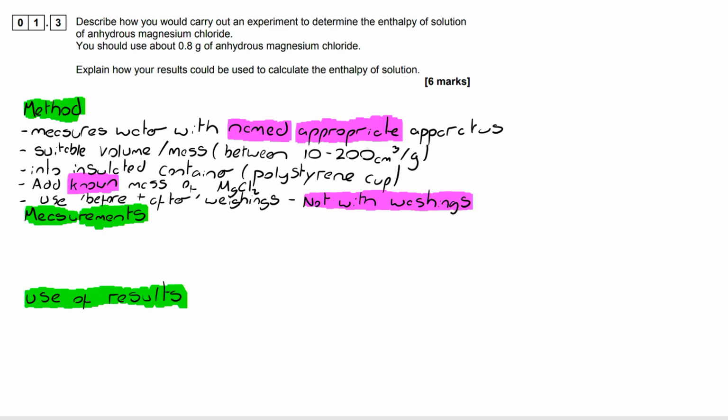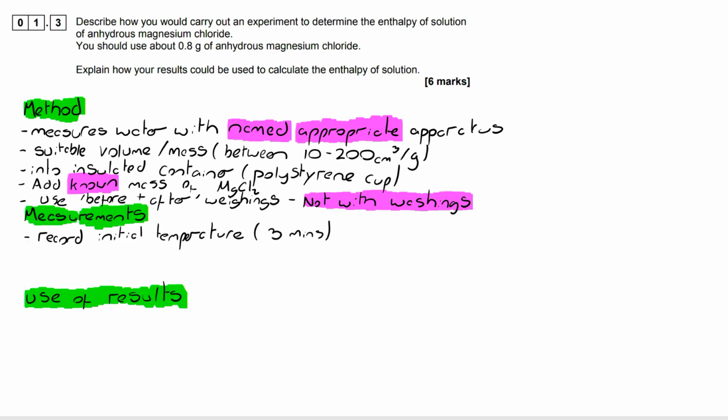And you're going to use before and after weighings. Not with washings, because that's actually going to start dissolving any of the excess if it's still in there. So you would need to do this by the mass of the weighing boat plus solid and the mass of the weighing boat after you've added it. So you've got to have that level of specificity within your answer.